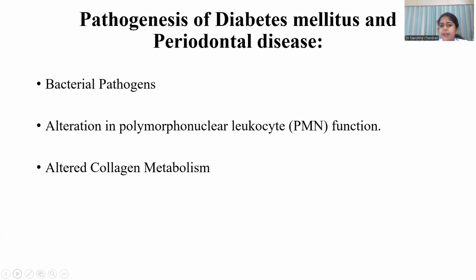So, what is the pathogenesis between periodontitis and diabetes? You have the following changes: changes in the bacterial pathogens, changes in the PMNs (you all know that PMNs, polymorphonuclear leukocytes, are the first line of defense), and a very important change in collagen metabolism. So we'll start with the individual terms.